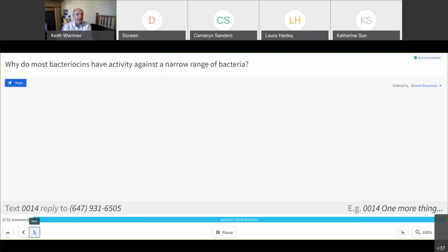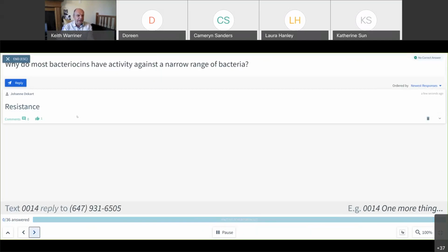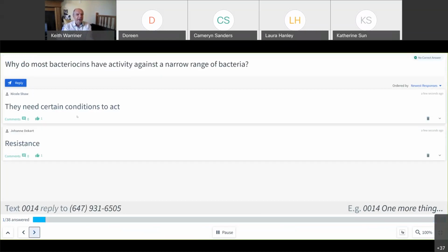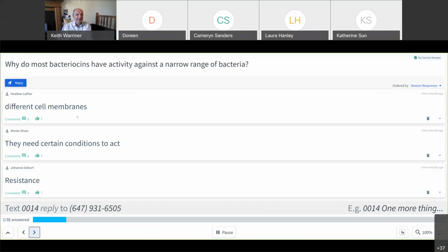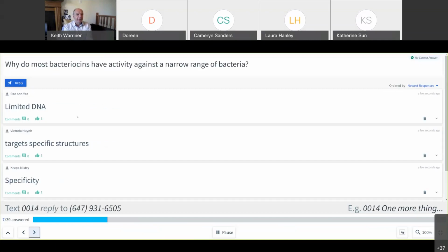We'll talk about those. But why do you think most bacteria have activity over a narrow range of bacteria? Yeah, resistance is one aspect. So to be sensitive to bacteriocin, you've got to have the right receptors. They don't just go in passively, they need certain conditions to act. Yeah, you're getting close. Different cell membranes. Yeah, you need a receptor. But why do you think target-specific, limited to DNA?